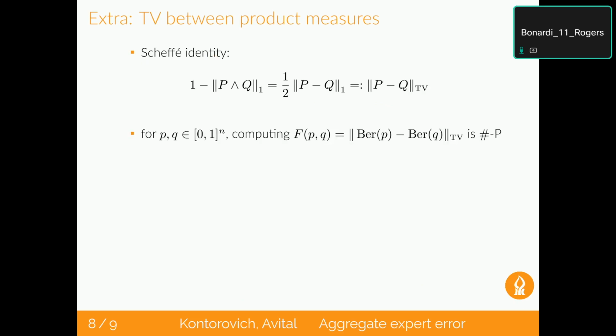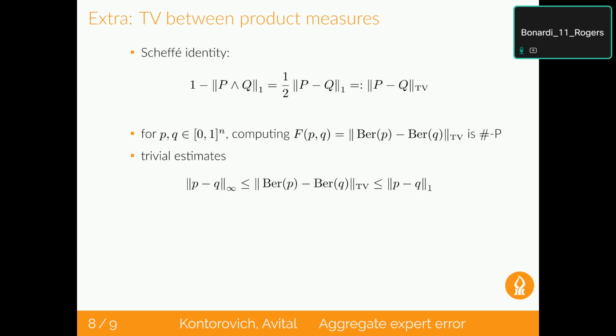And again, if I were to give you two sets of parameters, two n-tuples of parameters, P and Q, each of which induces a Bernoulli product measure, and ask you to compute their total variation, that problem is sharp-P hard. So you can do it exactly. There are various polynomial time approximation schemes.